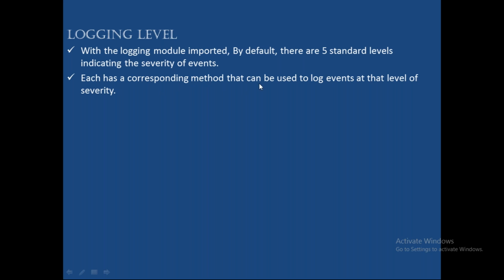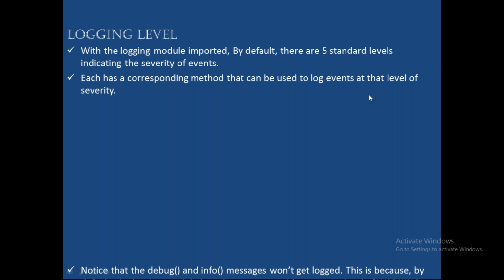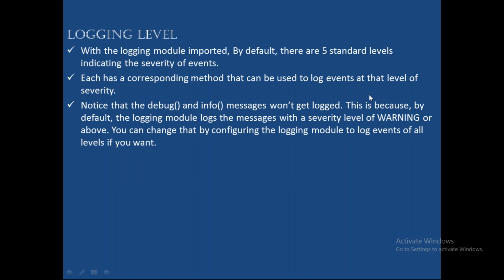Each has a corresponding method that can be used to log events at that level of severity. Notice that the debug and info messages won't get logged. This is because by default the logging module logs messages with a severity level of warning or above. You can change that by configuring the logging module to log events of all levels if you want. How can you do that? Now you see.